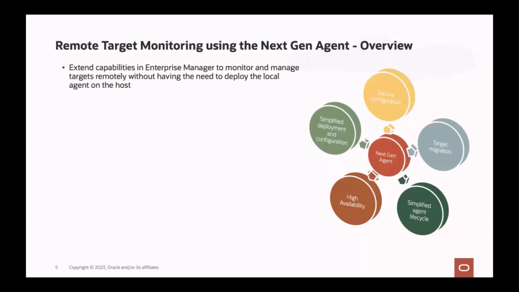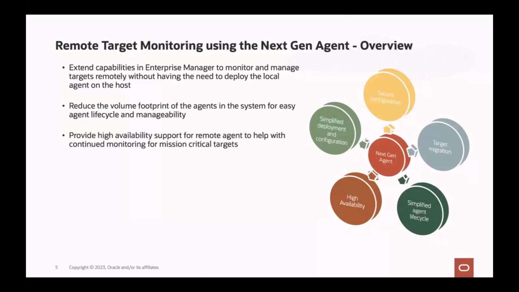The primary goal of the next-gen agent is to facilitate effective remote monitoring and management of targets without the need for deploying a local agent on the host. This approach aims to streamline the agent lifecycle and enhance manageability while reducing the agent footprint in the system. Implementing a next-gen agent for target monitoring offers several benefits, including improved manageability and reduced reliance on local agents. By leveraging the next-gen agent, we can effectively monitor and manage targets in a more efficient way.